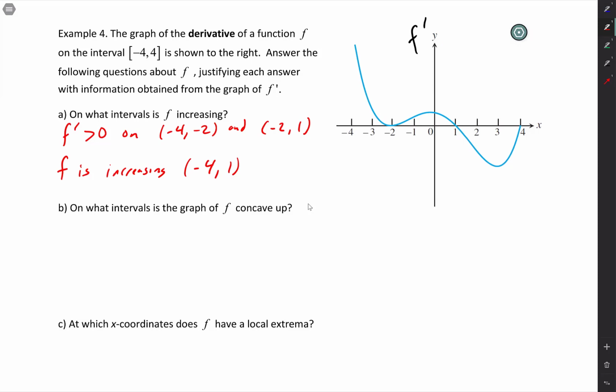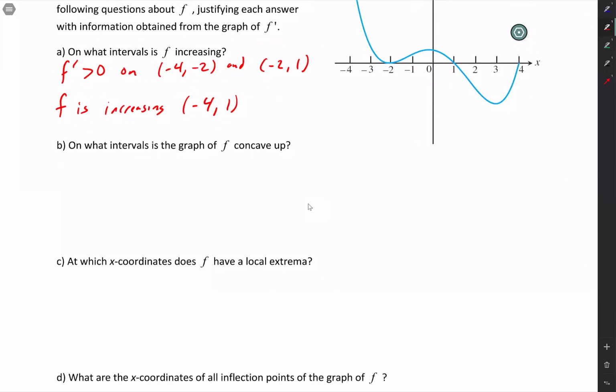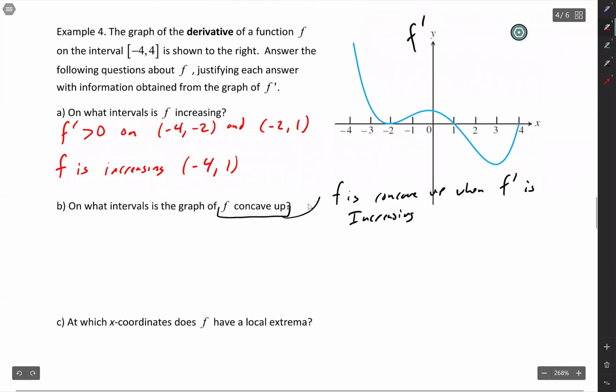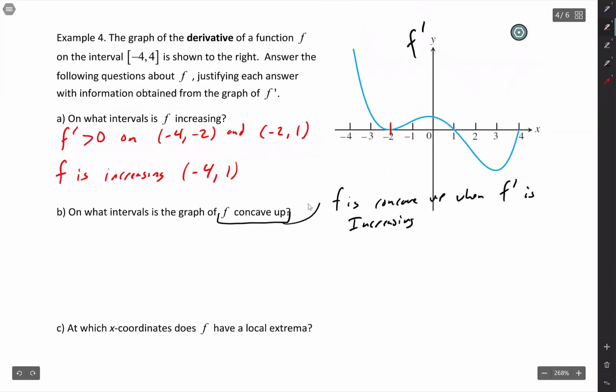Okay. Here we go. What intervals is the graph of f concave up? So look at your notes. When is f concave up? Perfect. I'm just writing this for your notes. F is concave up when f prime is increasing. This is f prime. All right, where is f prime increasing? Yeah, -2 to 0. I think they meant to put the 0 there. And then 3 to 4.